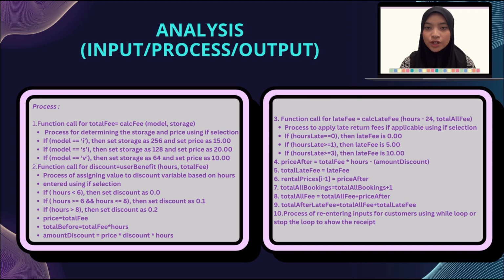The second function call is the function call for discount equal to user benefit in brackets hours, total fee. This is a process of adding discount based on hours entered using if selection. As an example, if customers enter hours less than 6, then the discount will be set as 0. If the hours entered by the customer is between 6 to 8, the discount will be set as 0.1. If customers enter hours more than 8, then the discount will be set as 0.2.